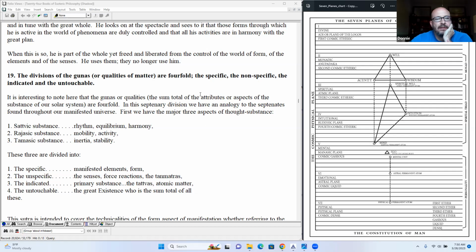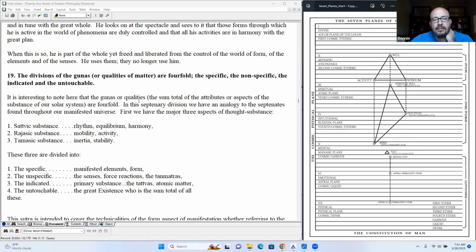So, it is interesting to note here that the gunas, or qualities, the sum total of the attributes or aspects of the substance of our solar system, are fourfold. In this septenary division, we have an analogy to the septenates found throughout our manifested universe. First, we have the major three aspects of thought substance.